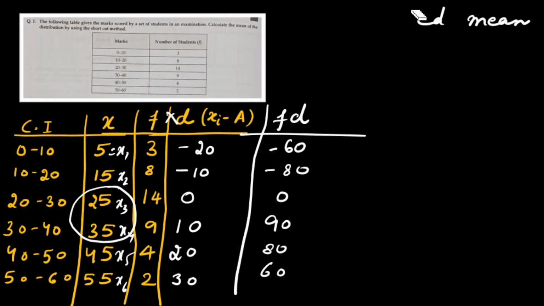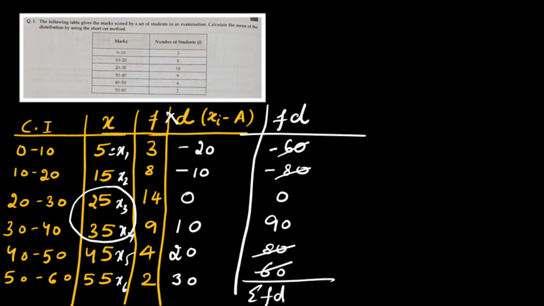Now what we have to do, we have to add FD. So total we have to do. Plus 60 and minus 60 will get cancelled. Minus 80 and plus 80 will get cancelled. So what are we left with? 90. So this 90 is the total of FD. Sigma FD is equal to 90.